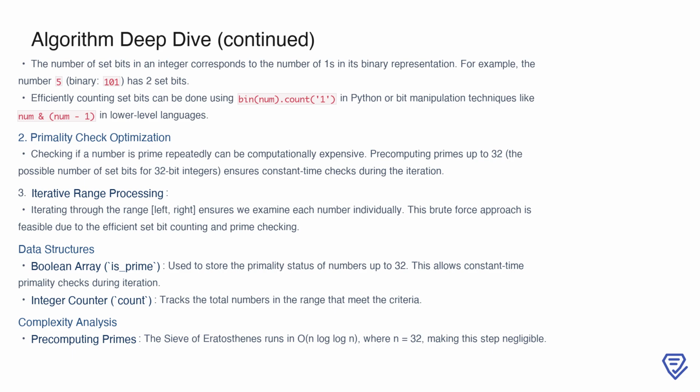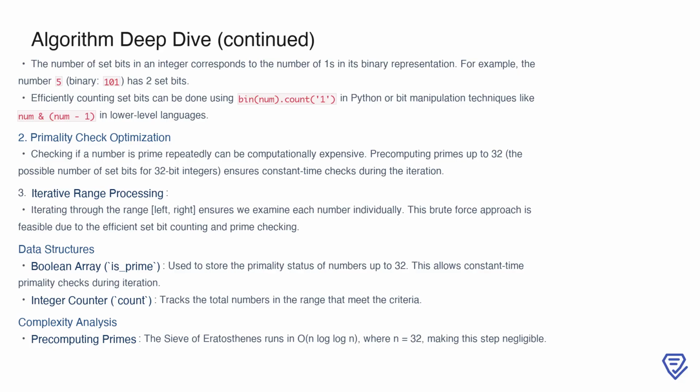Counting these set bits efficiently is crucial, and while Python offers a direct method with bin(number).count('1'), other languages might rely on bitwise operations like repeatedly using number & (number - 1) to clear the rightmost set bit. Second, primality checks are optimized by pre-computing primes up to 32 using the sieve of Eratosthenes, which eliminates the need for repetitive primality testing during the iteration.